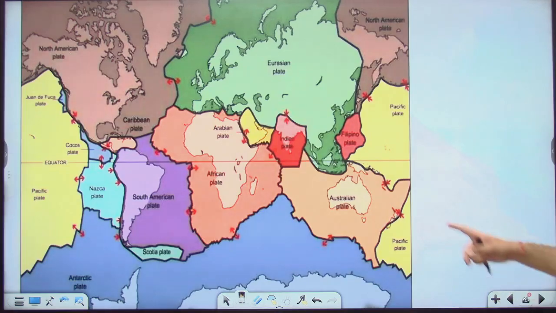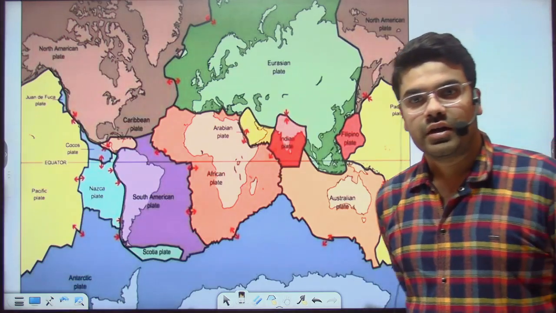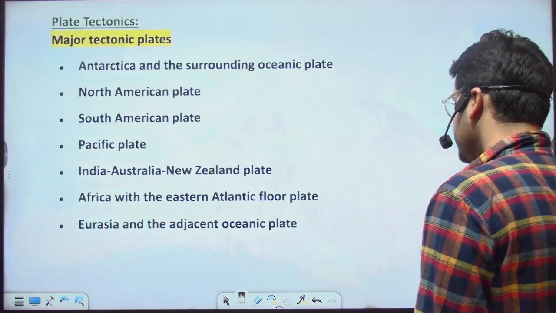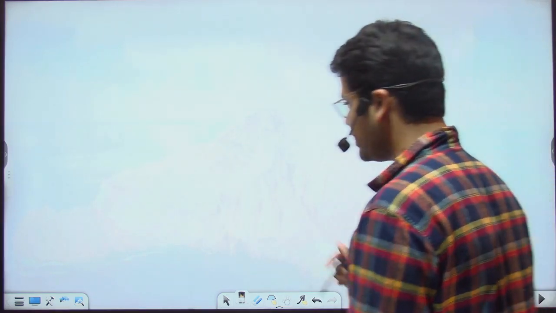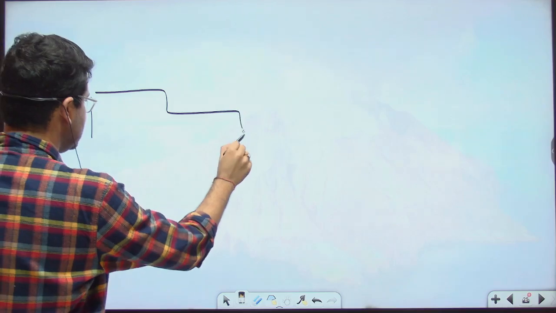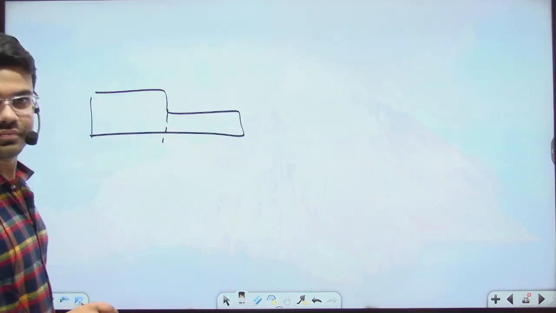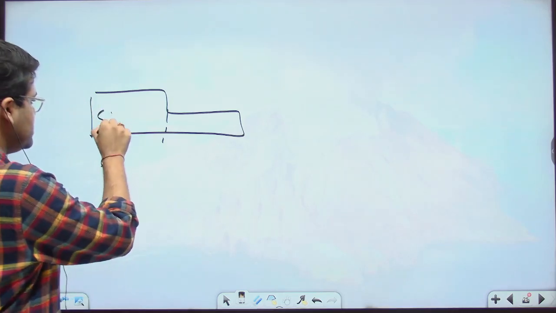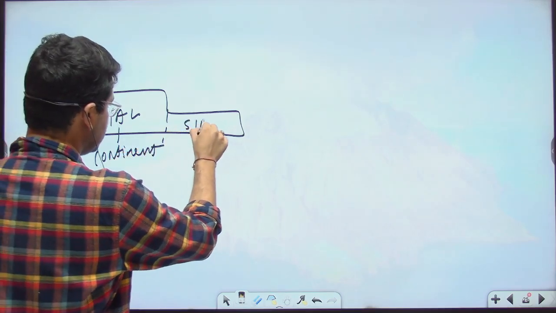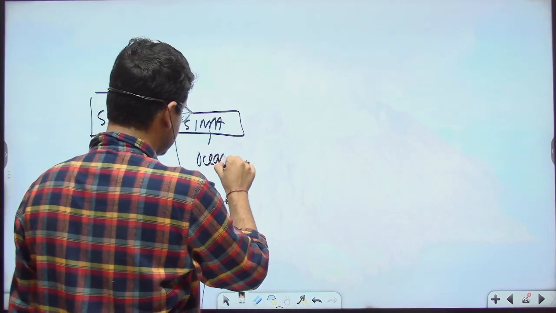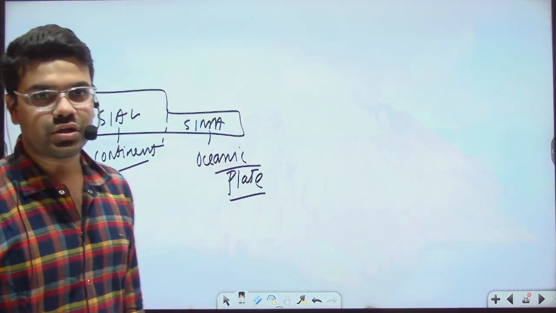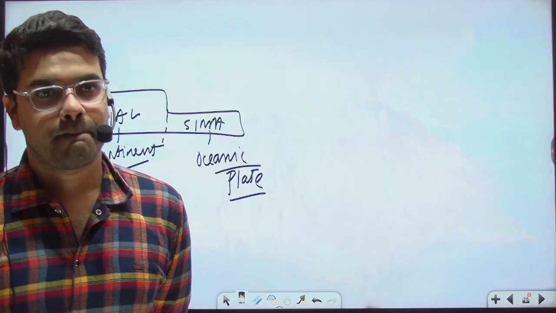Listen, okay, this is what we call plate tectonic theory. Now, what assumptions did he make? The first assumption that Mackenzie Parker made in plate tectonic theory was that Sial and Sima are adjoined with each other. This is Sial, that is the continental plate, and this is Sima, that is the oceanic plate. Continent and oceanic plate, Sial and Sima.